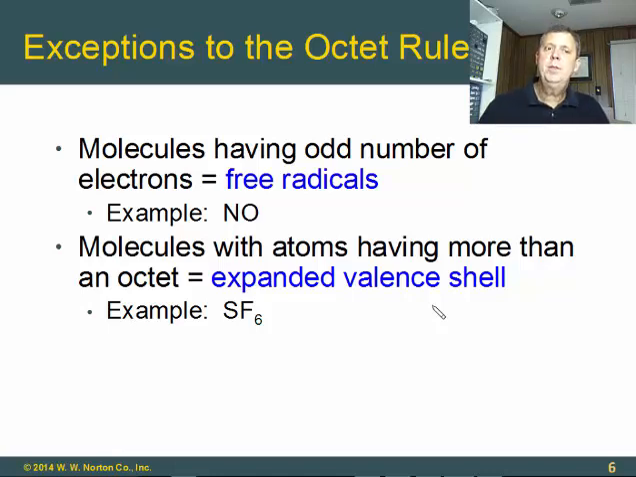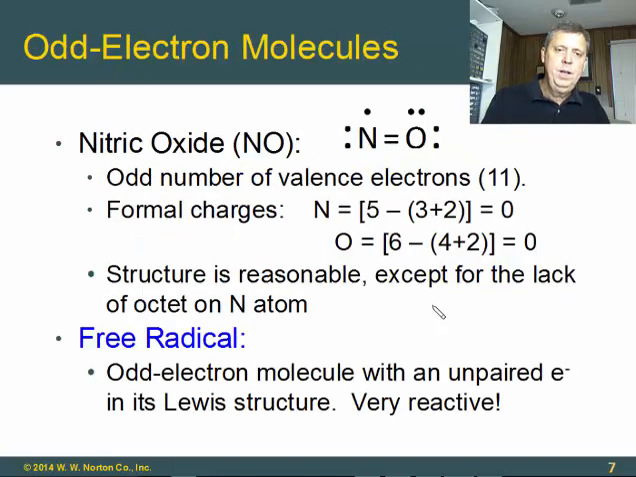Some molecules have odd numbers of electrons. They're called free radicals. They're often very reactive species because they don't have full octets, but they can be stable under certain conditions. And you can have what are called expanded valence shells. You can have atoms that have sometimes much more than an octet of electrons around them. One example is SF6. Let's look at these, and you can use formal charges to actually help explain why these happen. Look at nitric oxide.